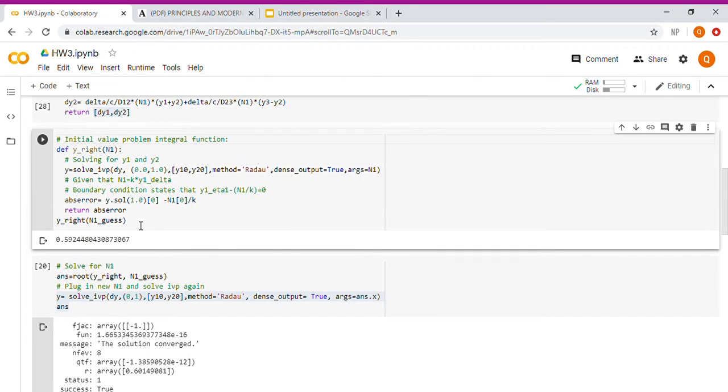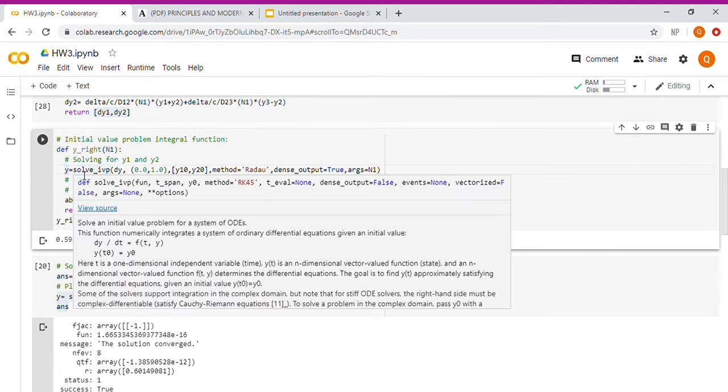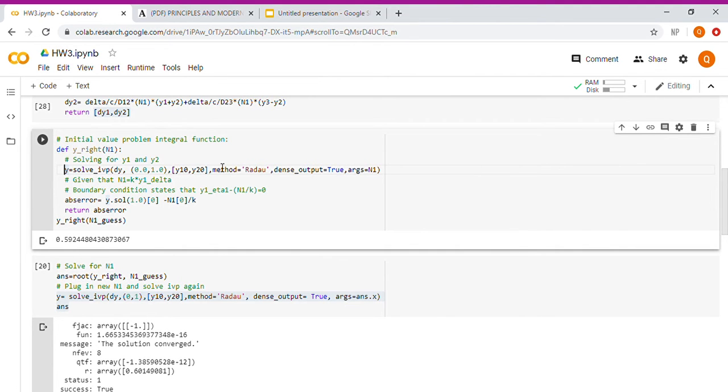Next, I have defined another function called y_right, and it is dependent on N1, of course, because I keep changing the value of N1. Y is a variable. So y right here is the mole fraction of the first and second components, and it is the solution of the differential equation dy over d eta, where eta goes from 0 to 1, and the initial values where eta equals 0 are y10 and y20.